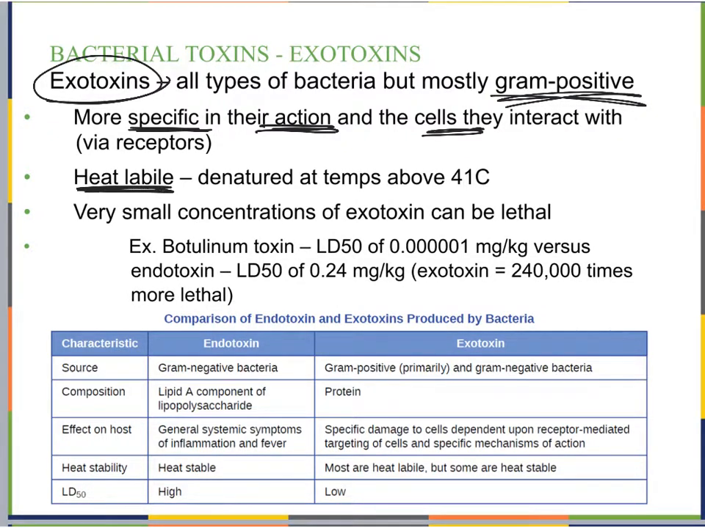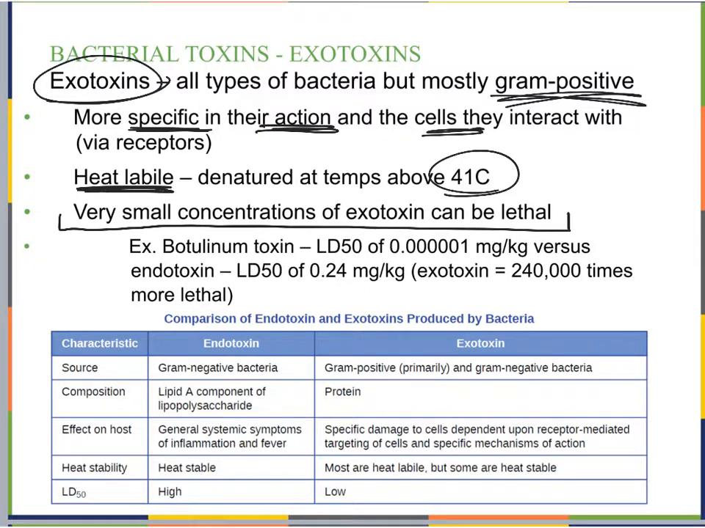They are heat labile, which means that they're denatured at temperatures above 41 degrees Celsius. Remember that our body is typically around 37 or so degrees Celsius. So if we increase our body temperature a bit, then we can actually start to denature some of these exotoxins, which is different than the endotoxin, which we're not able to really do with a fever. However, very small concentrations of exotoxins can be lethal.